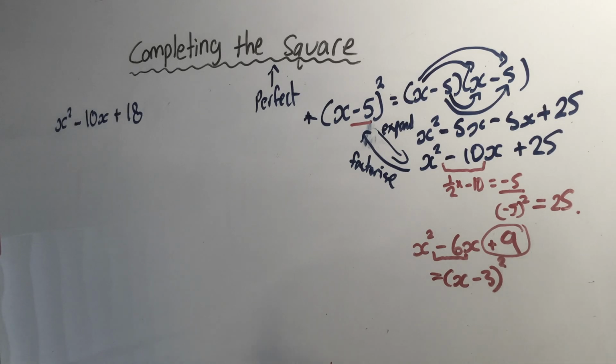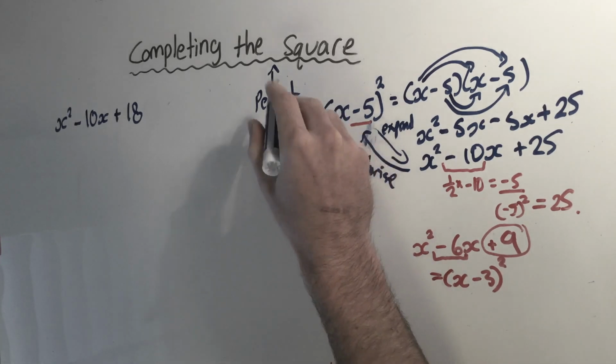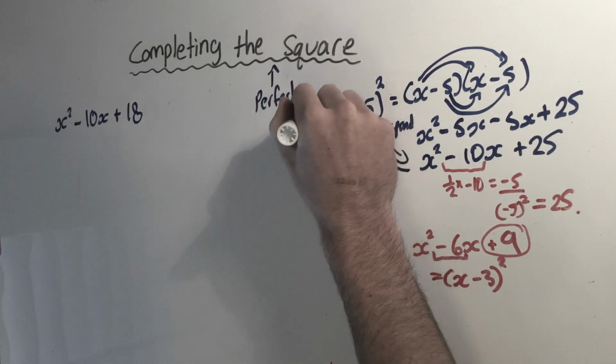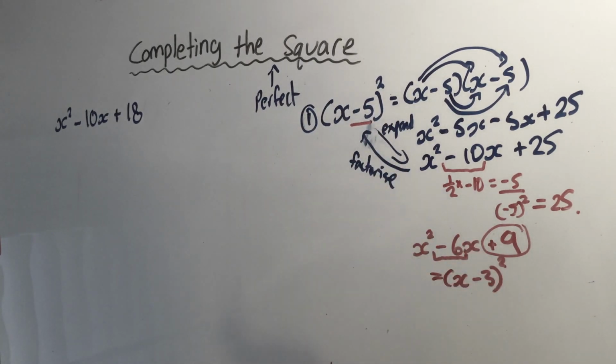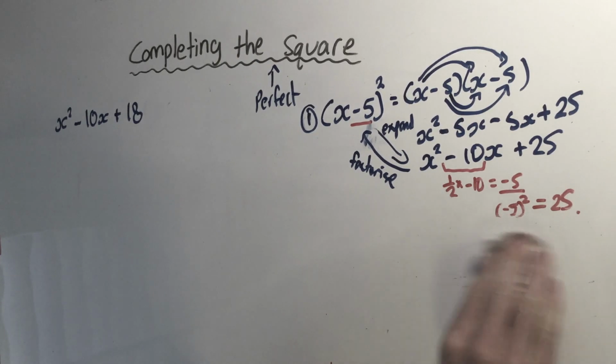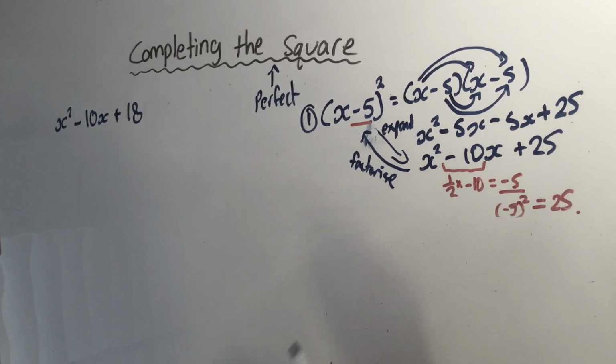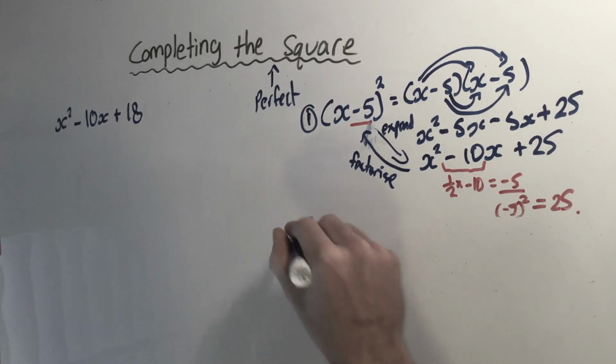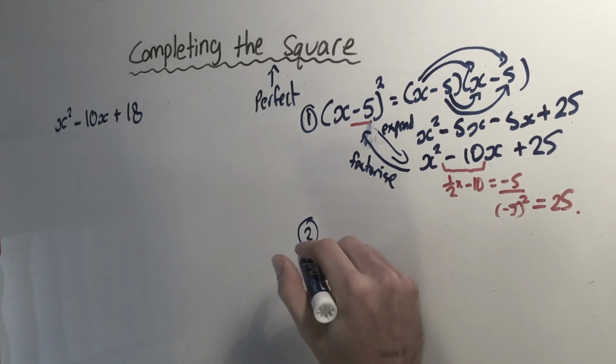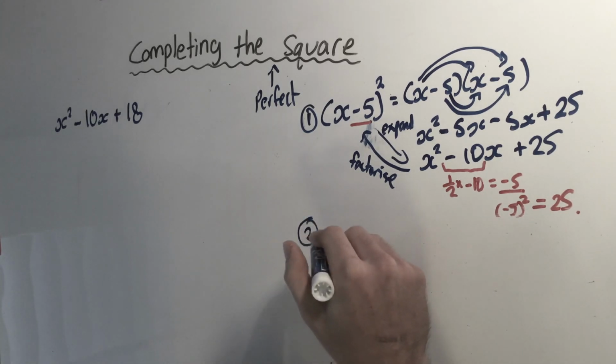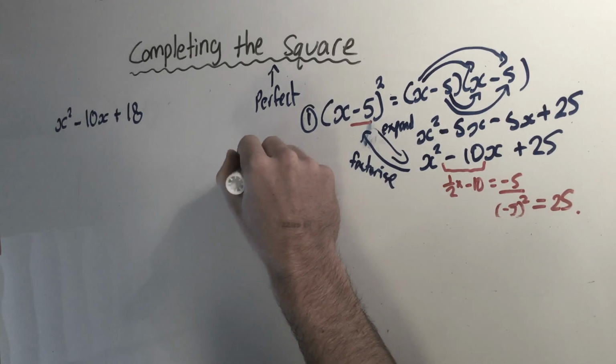The second thing I want you to be familiar with, so that was number 1, that's the first requirement. Okay, I'm going to rub that out, because that was an example. Number 2, now I also want you to be familiar with the difference of two squares, right? So that was the perfect square.